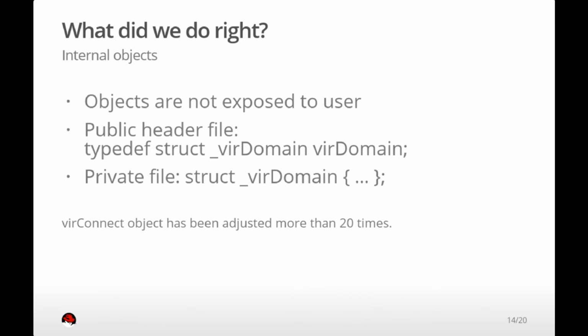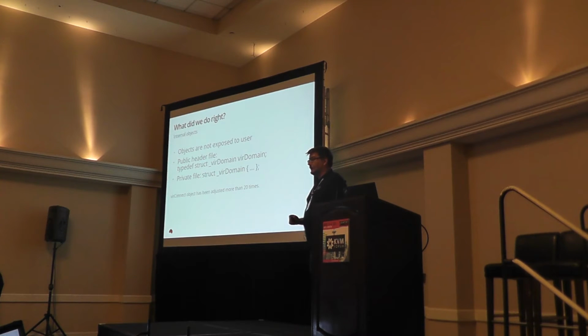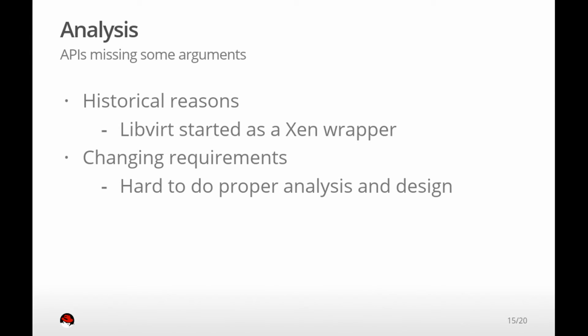The second interesting point is internal objects. If you recall all these APIs I've shown you, they don't really take the object itself. They take just a pointer to the object, which means the internals of the object are kept private, and we can change them whenever we want to. And we really did that. For instance, the virConnect object has been adjusted more than 20 times. Well, after 20 times, I stopped counting.